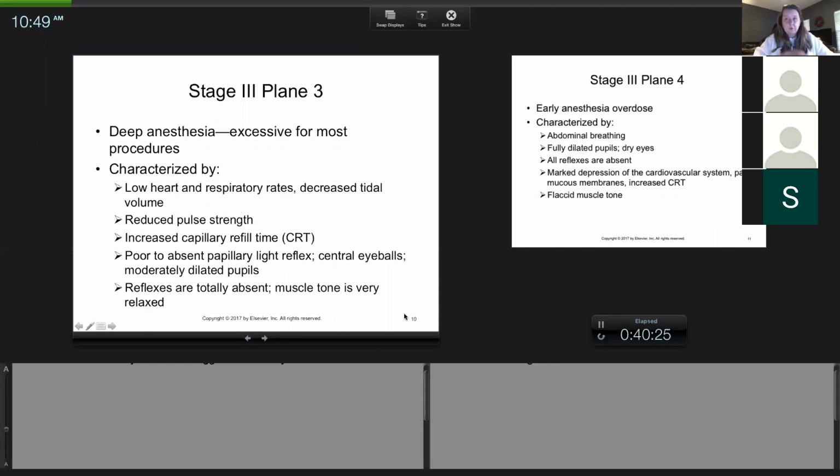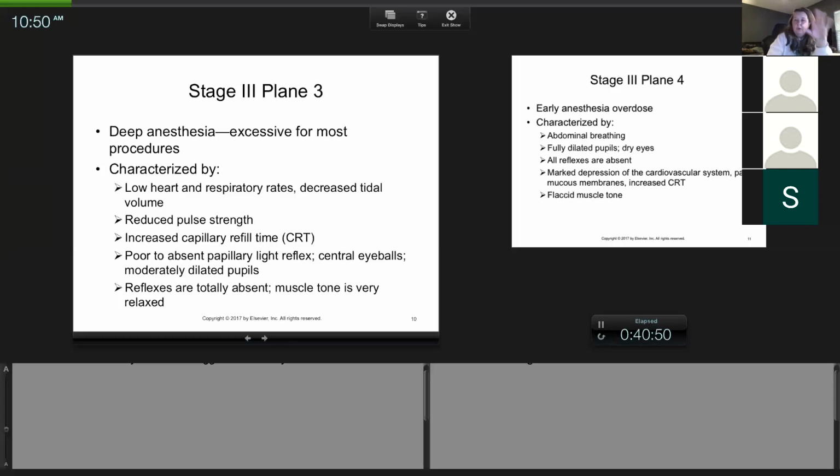Reflexes: most of my reflexes are completely absent, which, in most anesthetized patients, they are going to be absent. But one thing to add on here that is not written, well, it says muscle tone is very relaxed. So this is your jaw tone. Sometimes I'll feel a dog and I'm like, it's relaxed. And then I'm like, it feels even more relaxed. Okay. So now they're getting deep.